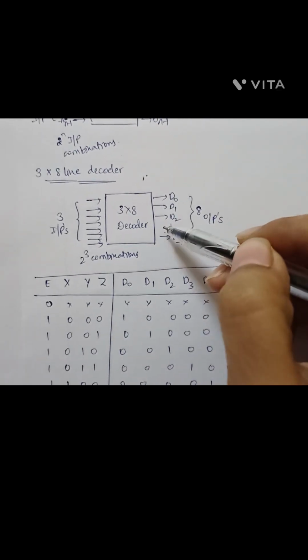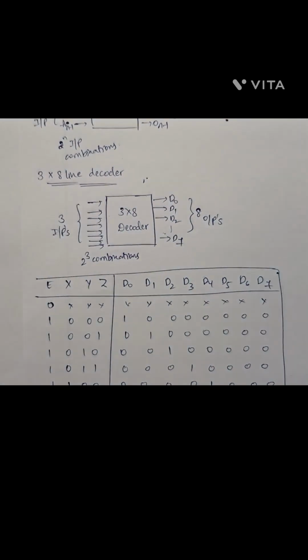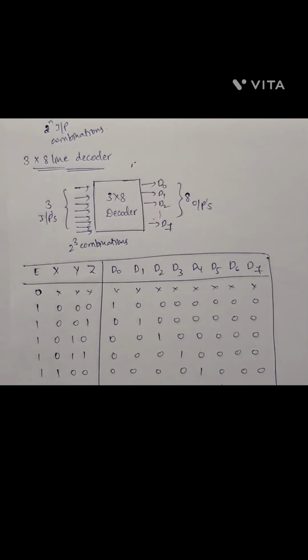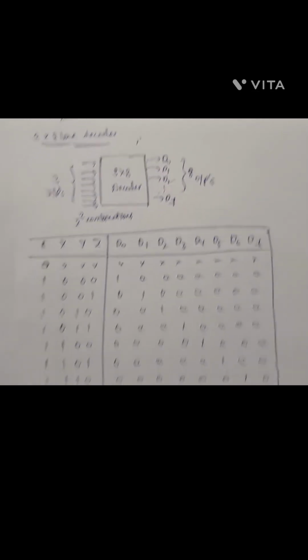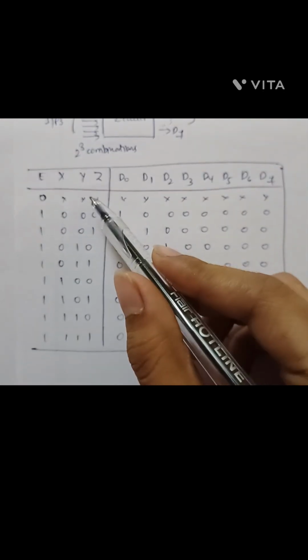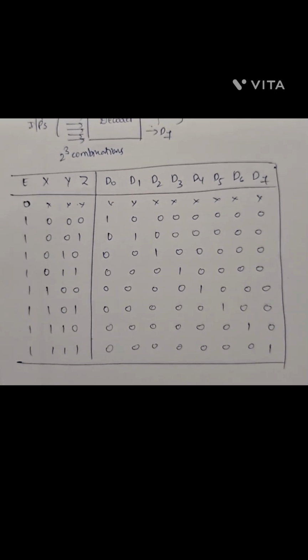In a 3 to 8 line decoder, we give 3 inputs. Those 3 inputs are taken as 2 power 3 combinations, that is 8 combinations, and it produces 8 outputs. Now let us see the truth table of the decoder. Same as the encoder, here we need an enable switch to activate the circuit.